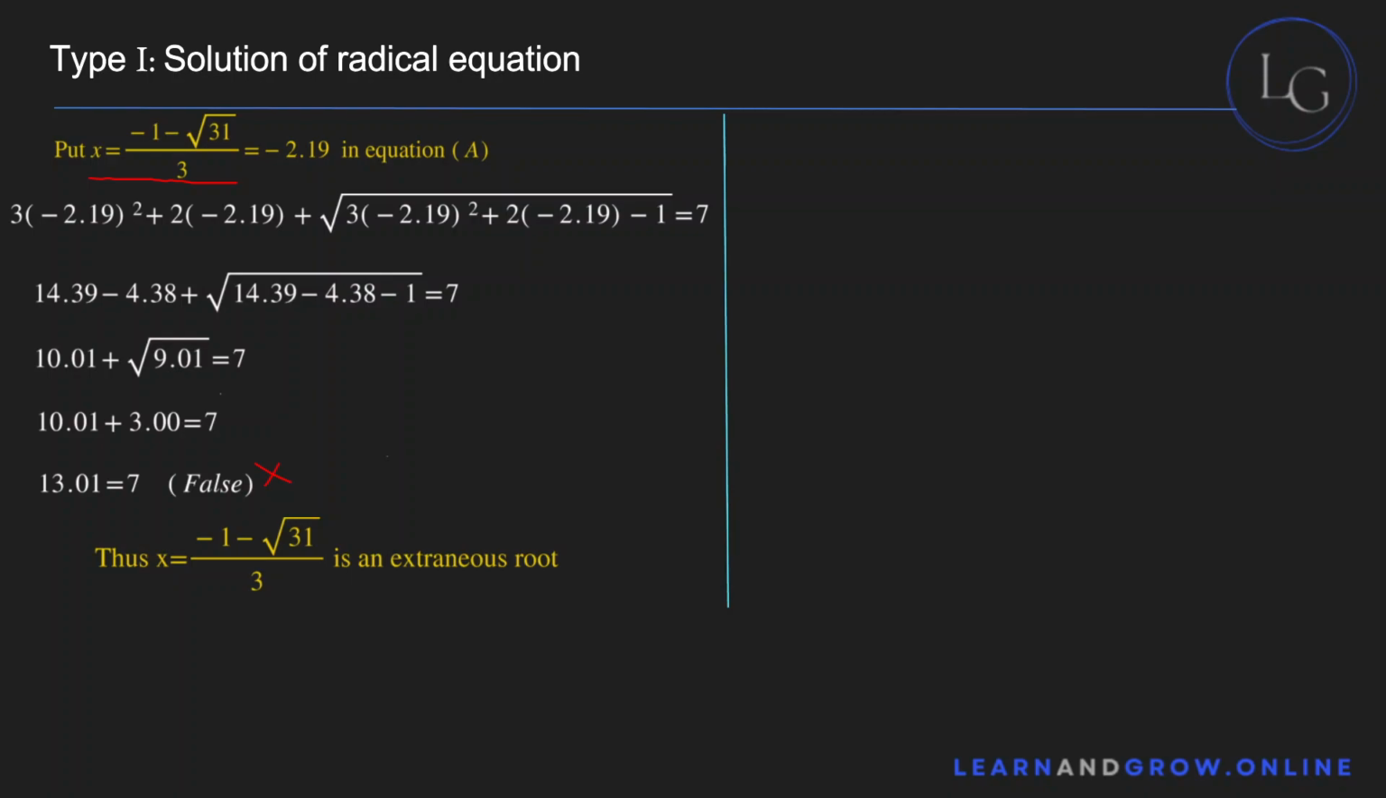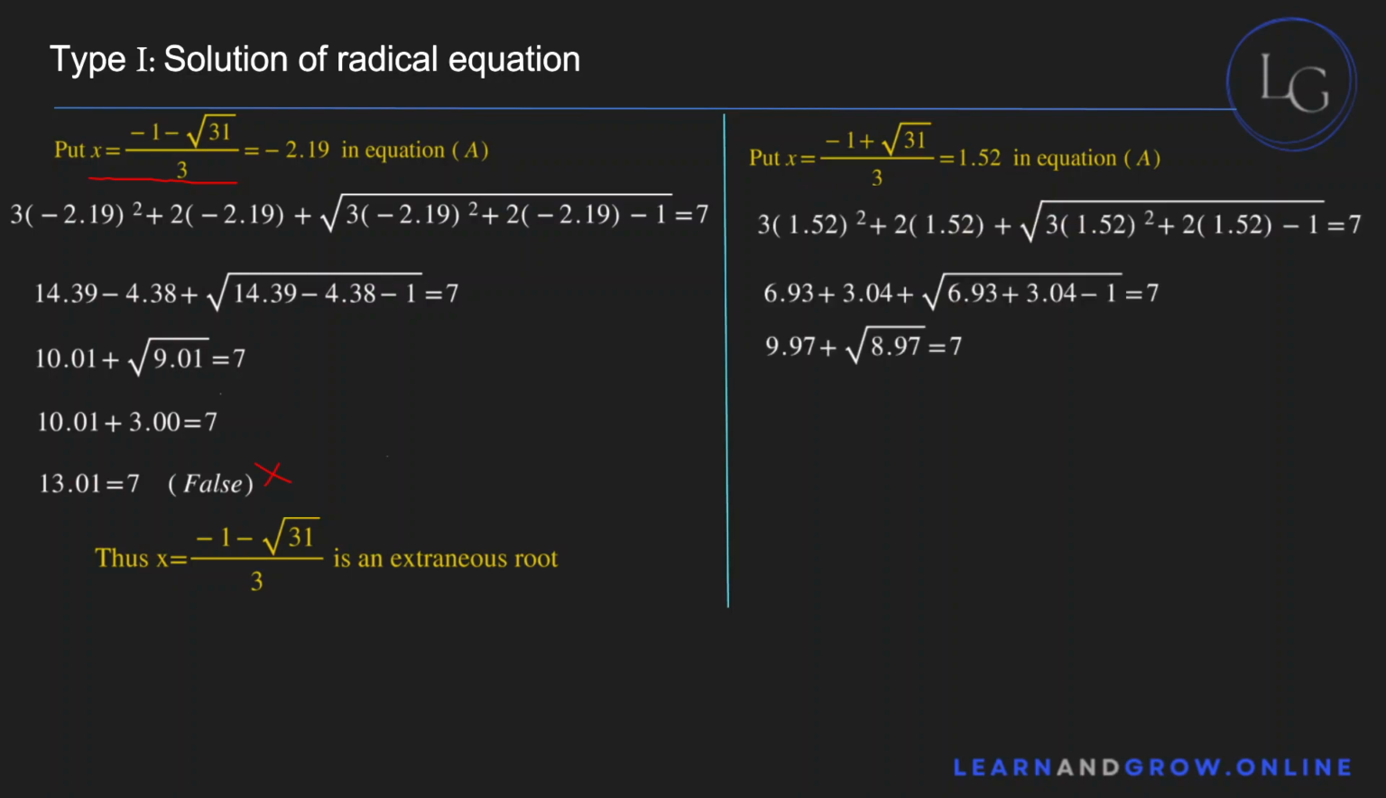This is how deceiving the radical equations are. Now we'll plug in the fourth solution that we found in the same equation, and upon solving it, you get another false value because the left hand side is not equal to the right hand side. And so this particular term is not a solution, it is an extraneous root.